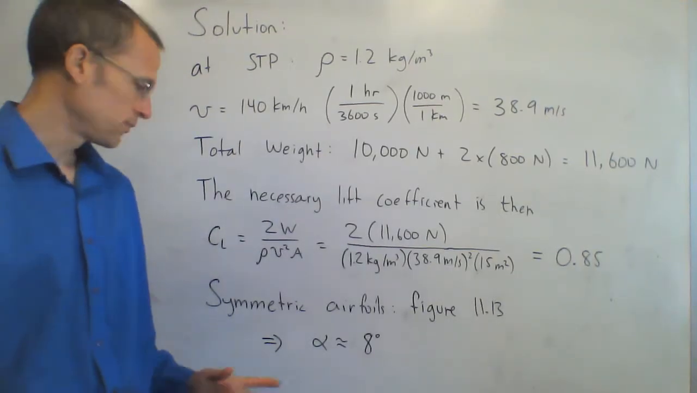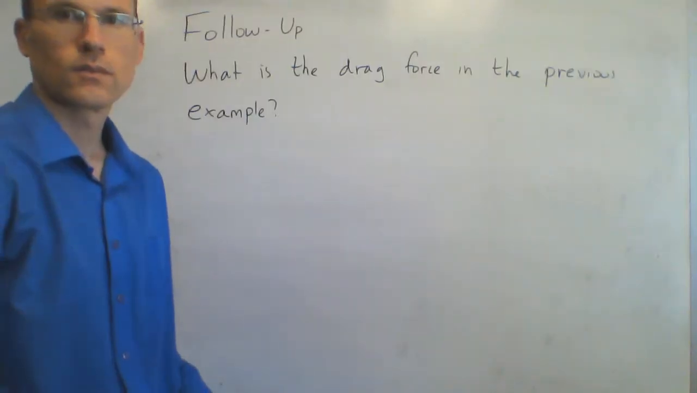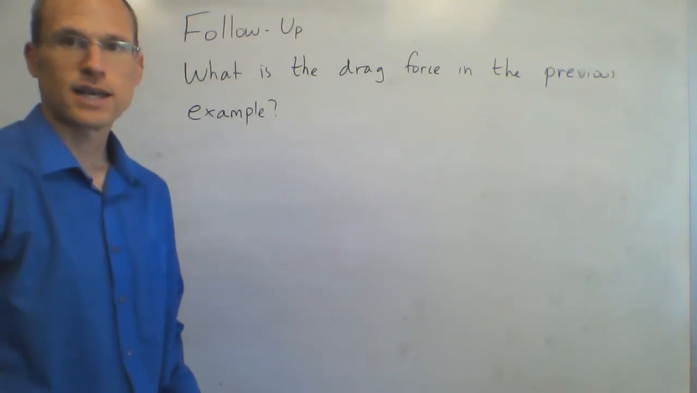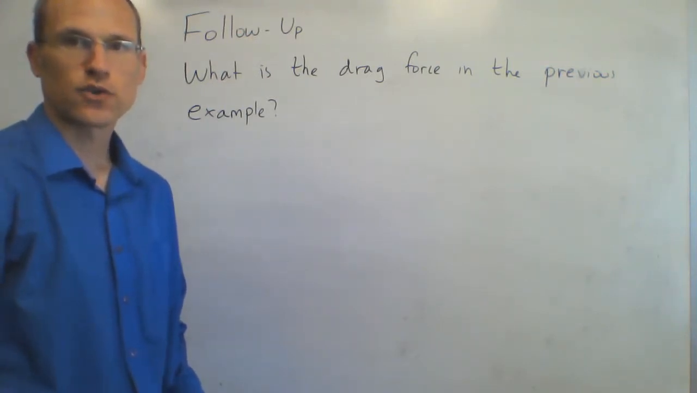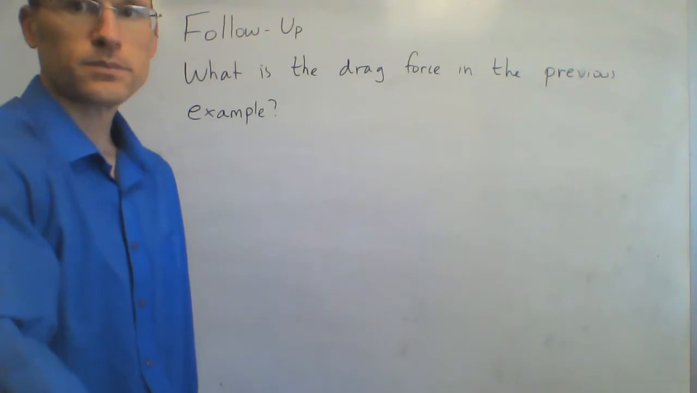So the answer to this problem: angle of attack, roughly 8 degrees. Follow-up question to this: I want to know what the drag force is in that previous example. So as you're taking off at 140 kilometers an hour at an angle of attack of 8 degrees, what drag force are the wings generating?